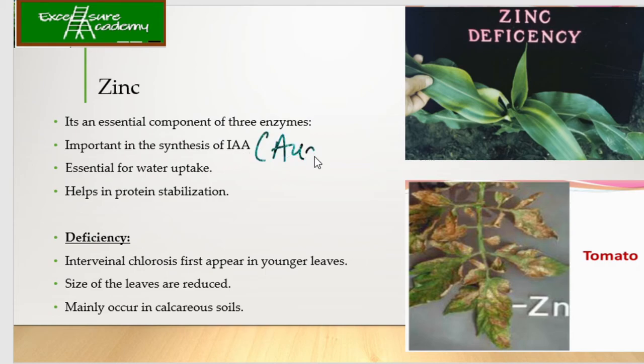It is the example of auxin, which is a plant growth hormone, essential for water uptake and helps in protein stabilization. Okay, now deficiency, again interveinal chlorosis will be seen in the case of younger leaves, and the leaves are getting reduced in size and mainly occur in the calcareous soils. Okay, so you can see over here again the yellow coloring, that is the chlorosis, and over here the size of the leaves is also becoming small.